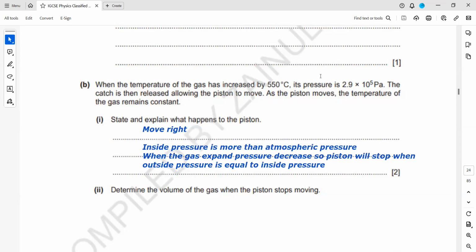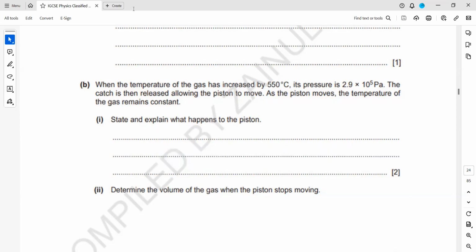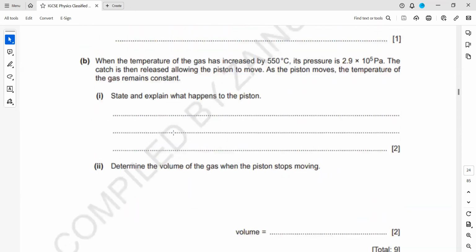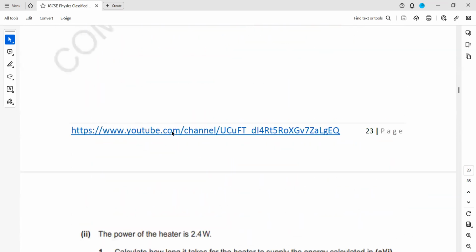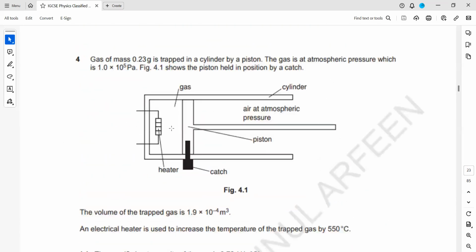Determine the volume of the gas when the piston stops moving. For this, whenever a gas is there and you have to determine its volume, you have to use Boyle's law. According to Boyle's law, we have the formula P1V1 equals P2V2. Initially the gas was at this pressure. But when we supply heat energy and reach 550 degrees centigrade, the pressure of the gas is 2.9 × 10^5 Pascal. So that will be taken as P1 now.